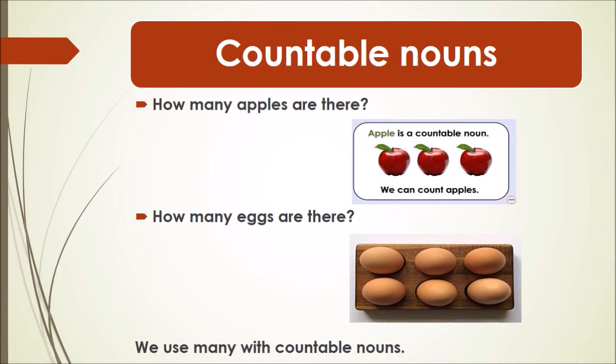How many eggs are there in your next picture? Yes, 6 eggs. Okay. So, the things which you can count are called countable nouns. And with countable nouns, we use many. You can say there are many apples in the plate. There are many eggs in the dish. So we use many with countable nouns.